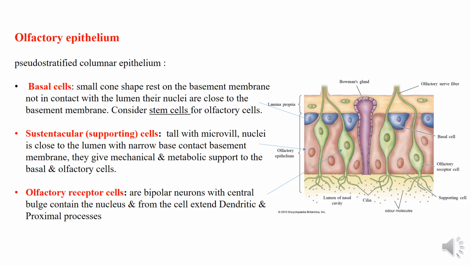We see 3 types of cells in olfactory epithelium: basal cells, supporting cells, and olfactory receptor cells. The basal cell is considered the stem cell for the other olfactory cells. It's a small cone shape, rests on the basement membrane, this blue one, not in contact with the lumen. Their nuclei are close to the basement membrane.